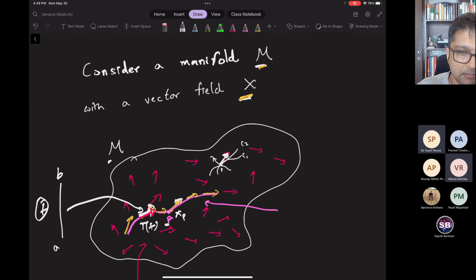Okay. But now what we're claiming is that there is a unique curve. So out of this C2, C1, many others, there's a unique one. Of course, I choose it so that the curve has tangent vector X_p. But even within that, there are many curves which are possible. So which of these curves am I picking? I'm picking a curve such that not just at this point P, but at every point along the curve, the tangent vectors match the vector field X.